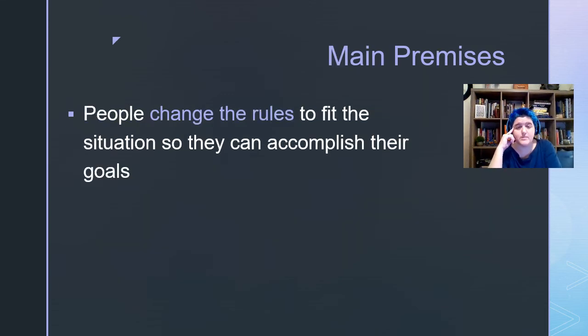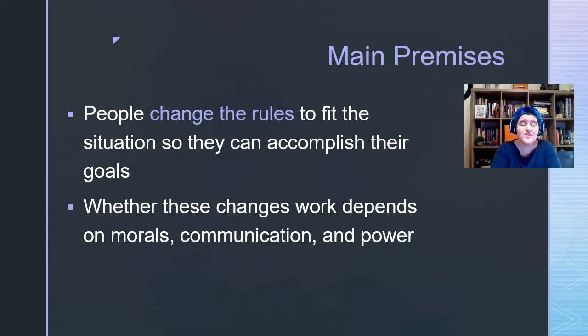So here are the main premises. People change the rules to fit the situation so that they can accomplish their goals. You try to make the social situation work to your advantage, is the premise of this theory. Whether these changes work depends on morals, communication, and power.